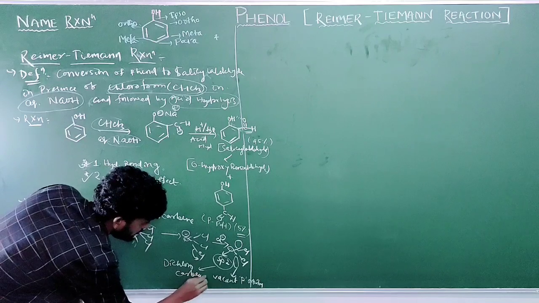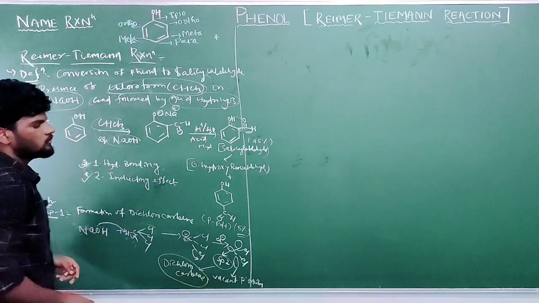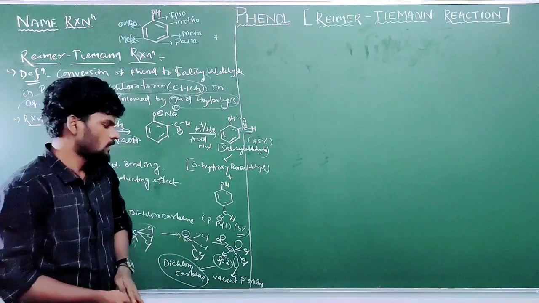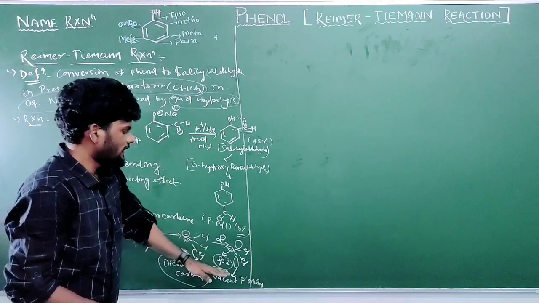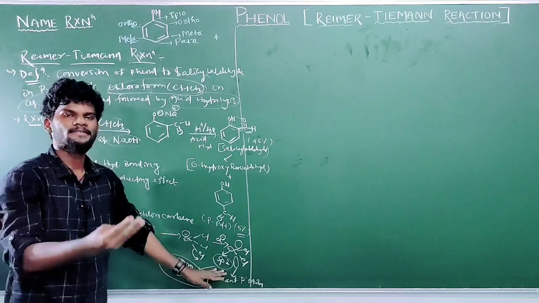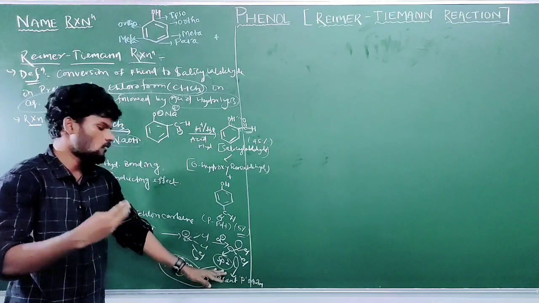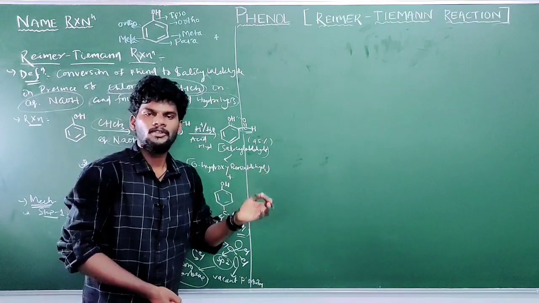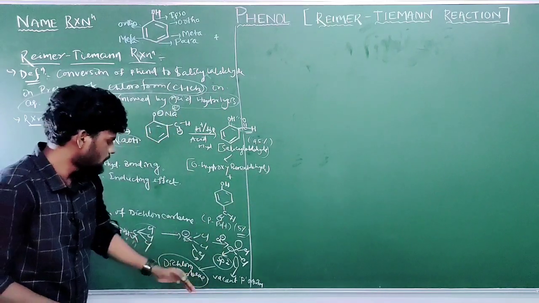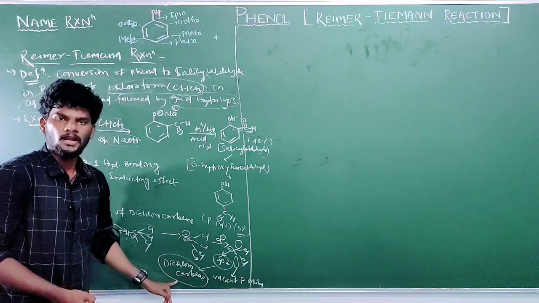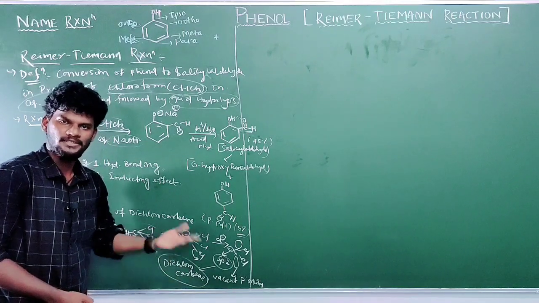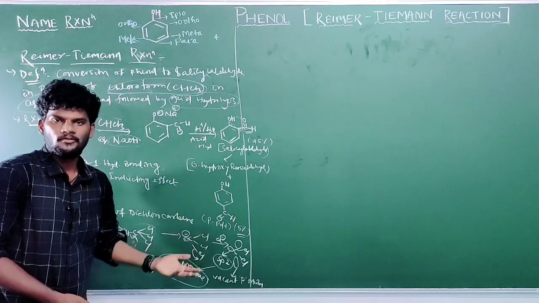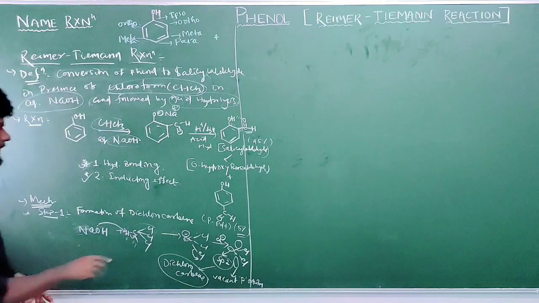So, formation of dichlorocarbene. If in an exam, in different entrance examinations, it is asked what is the reactive species, or what is the intermediate, or what is the electrophile in the Reimer-Tiemann reaction, what will be your answer? Your answer must be dichlorocarbene. It is an intermediate, a carbene is an intermediate, it is a reactive species and also it is an electrophile. So this first step is important.